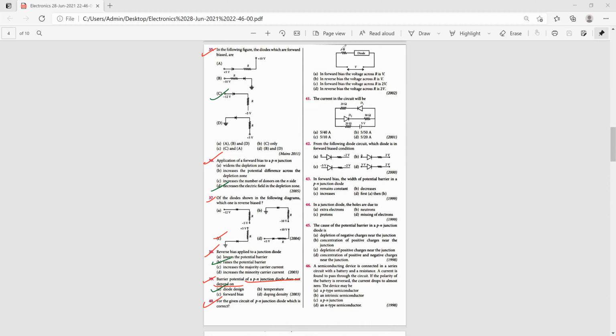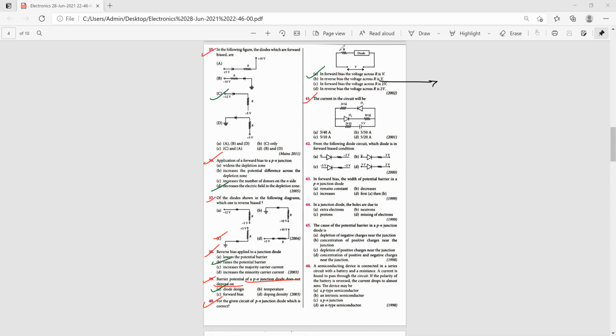They have given options. In forward bias, voltage across R is V. In reverse bias, voltage across R is V. In forward bias, voltage across R is 2V. Fourth one, in reverse bias, voltage across R is 2V. They have given D1 is reverse bias and D2 is forward bias. So here therefore, for 41, the first one is the right one.